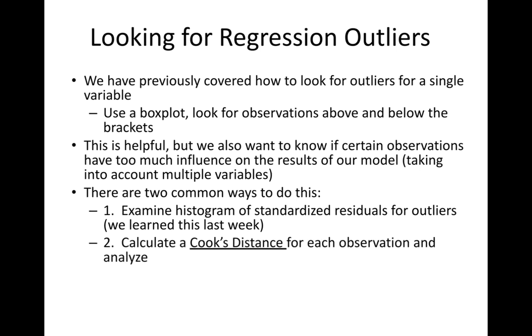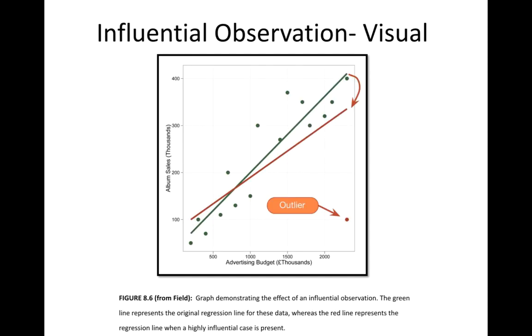Another more rigorous way that I highly recommend is to calculate what's called a Cook's distance for each observation, and then analyze your results with and without those people included in your sample. So let's get into that a little bit.